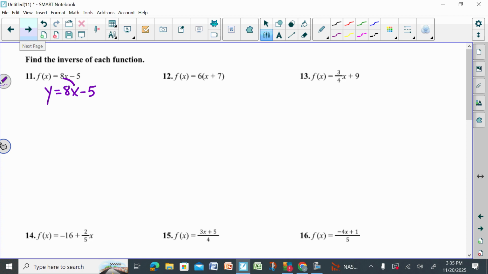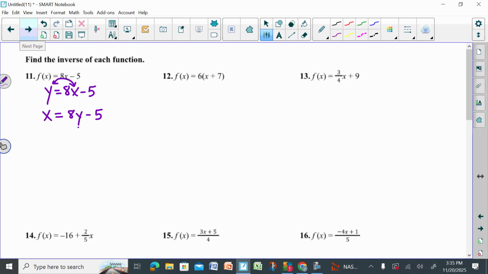So now what I'm going to do is interchange, just like we did on the graphs, just like we did in the table. We just interchange x and y. So everything else stays. Signs stay, numbers stay. So this would become x equals 8y minus 5. Okay, and now all we have to do is rewrite it in terms of y. So now we got to solve for this y value.